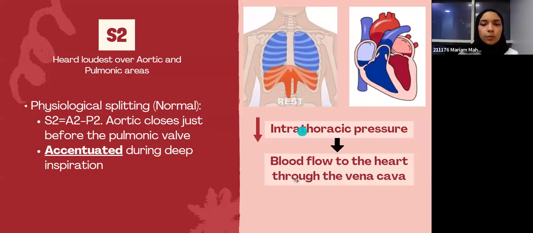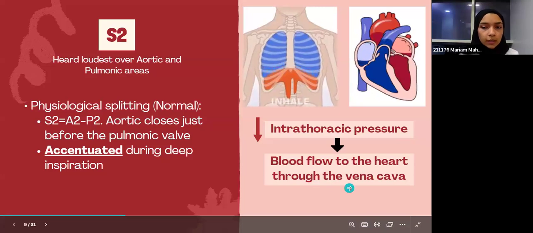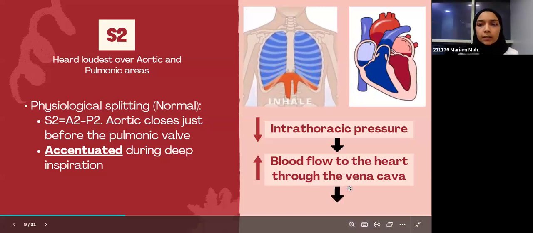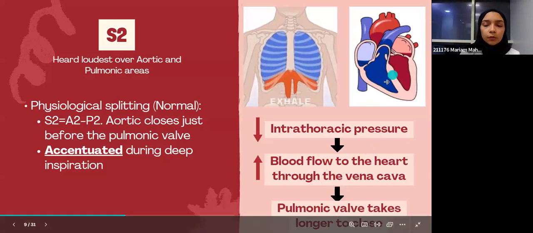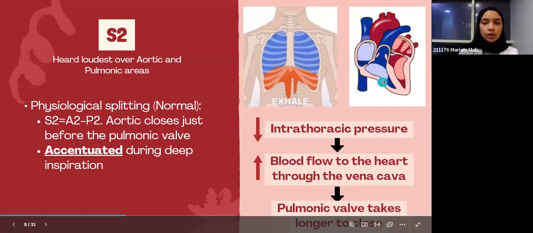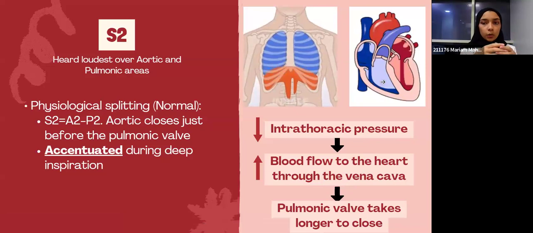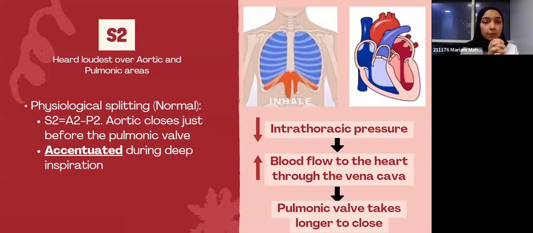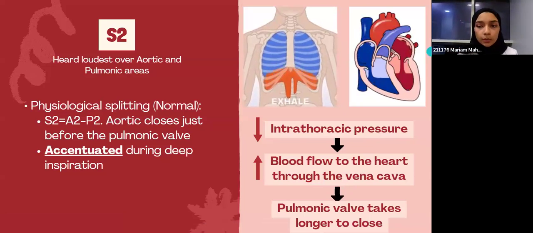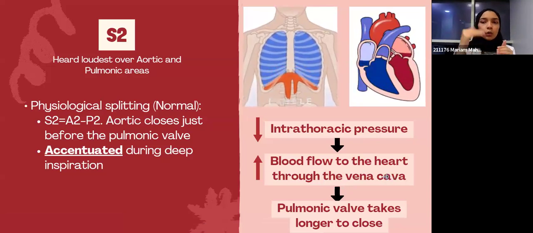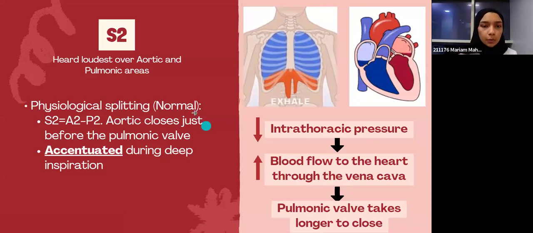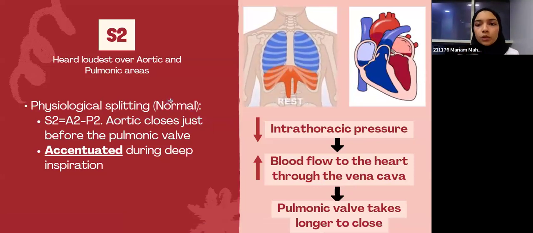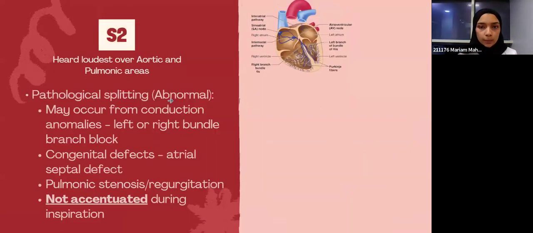So the blood flow to the heart through the vena cava will increase, and therefore there's more volume in the right ventricle, okay? So it will take a longer time for it to empty to the pulmonary artery, so the pulmonic valve will take a longer time to close. So you will find a split. The aortic valve will close faster than the pulmonic valve, okay? So this is for the physiological, which is normal.